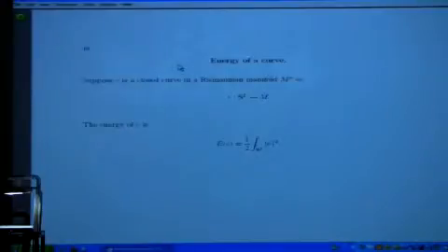Okay, so energy of a curve. So now I'm going to look at a curve. So it's a closed curve, so it's on S1, so 0 to 2 pi matches at the endpoints, into a Riemannian manifold with some Riemannian metric. Always imagine the manifold is either Euclidean space or it's compact and without boundary. And then define the energy of the curve to be 1/2 the integral of C prime squared, so that's just the derivative on S1.